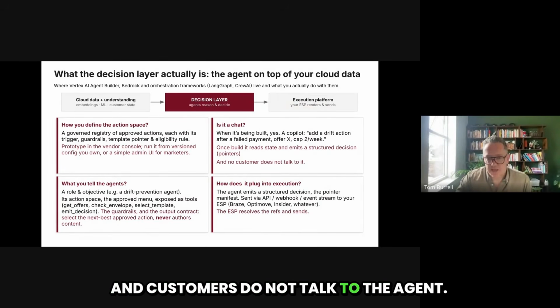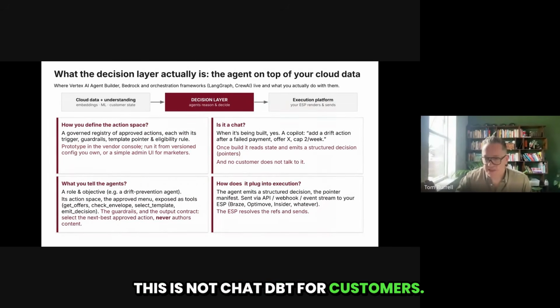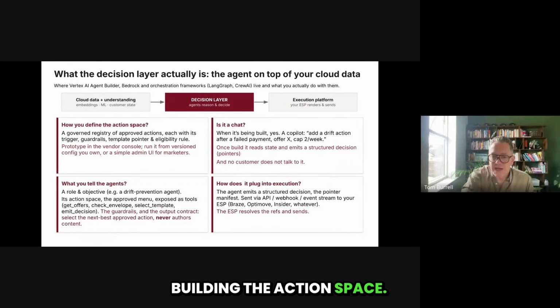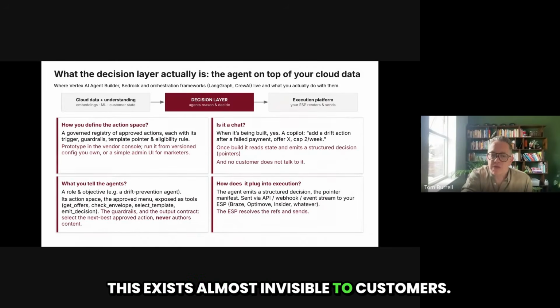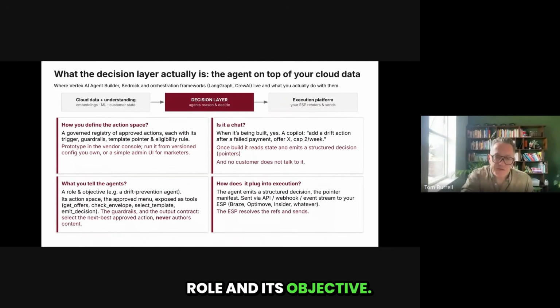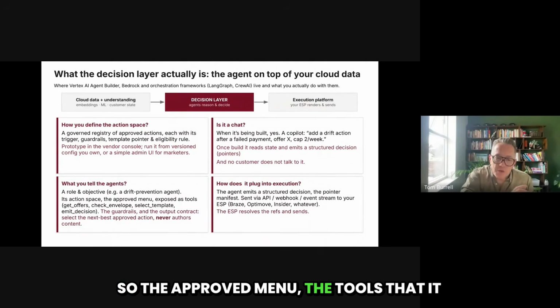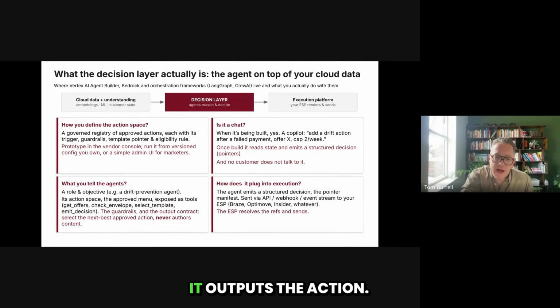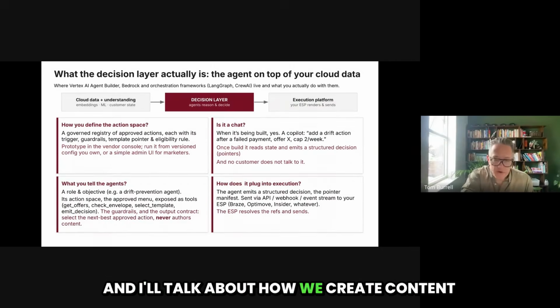And customers do not talk to the agent. This is not ChatGPT for customers. Nobody talks to it except when you're building the action space. It exists almost invisibly to customers. What you tell the agent is its role and its objective, the approved menu, the tools it gets exposed to, and the guardrails, and then it outputs the action. It never authors the content. I'll talk about how we create content in a moment.